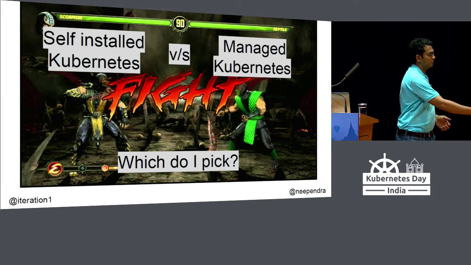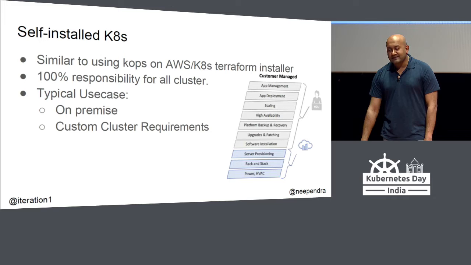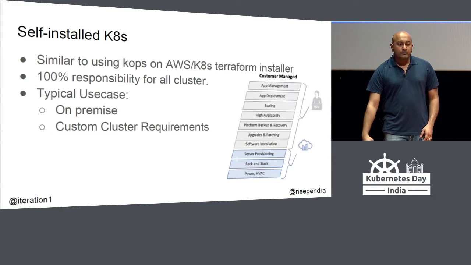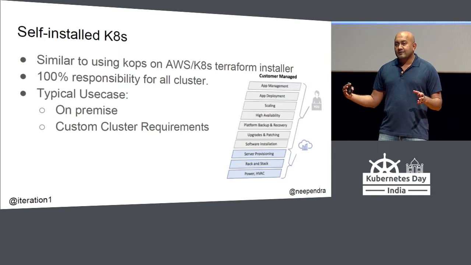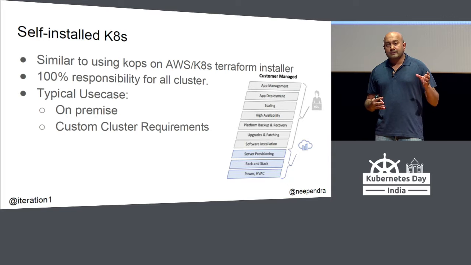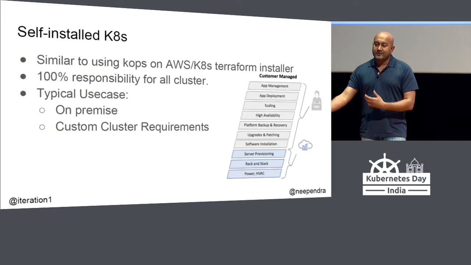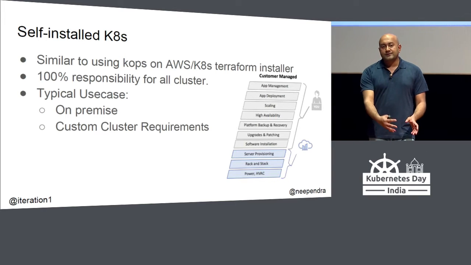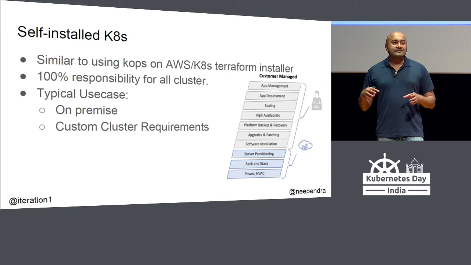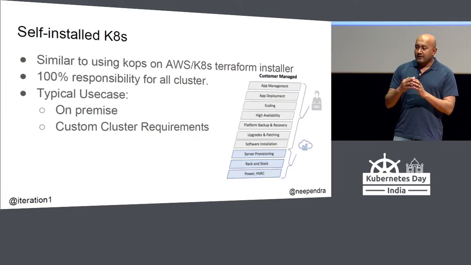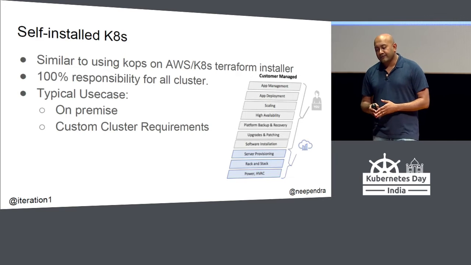So the next part that we come to is self-install Kubernetes and managed Kubernetes. Neependra touched a little bit on this, but let's take a look at this in a little bit more detail. When Kubernetes first came about, you had to spend a lot of time to install Kubernetes and get it up and running. The canonical examples of this are, if you're using AWS, you might use kops for AWS, or you might use a Terraform installer to install Kubernetes wherever you're running it. In this case, you as an ops person or developer are 100% responsible for the cluster. So if the cluster goes down, that's something that you are taking care of.